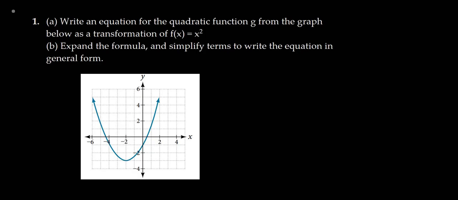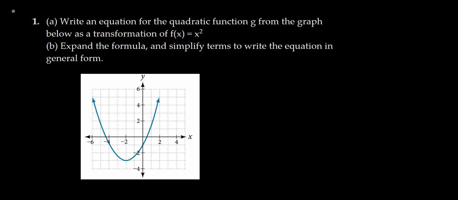Now, we have a question that says, write an equation for the quadratic function g from the graph below as a transformation of f of x equal to x squared. And part B says expand the formula and simplify terms to write the equation in general form. So to solve this problem, first you must recognize that this function f of x equal to x squared has been transformed to g of x.